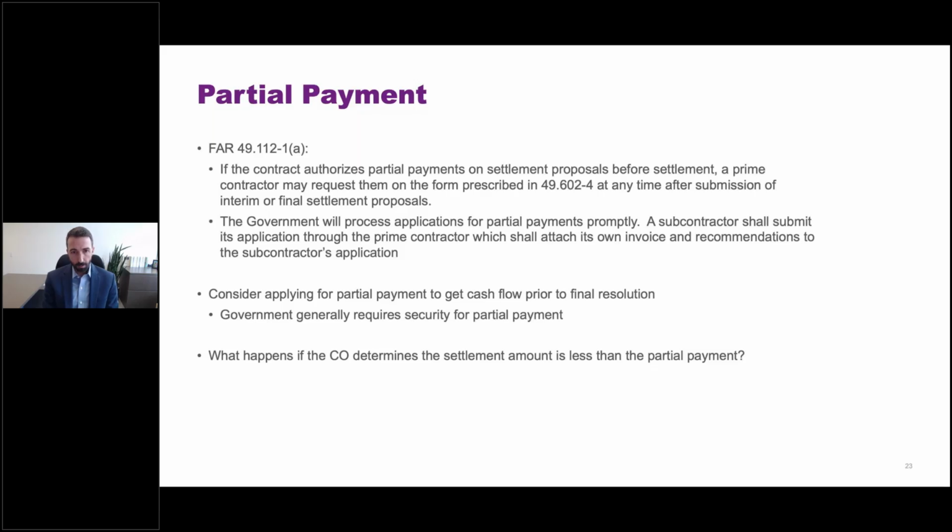So the termination settlement proposal process can take a while, right? Even once you submit your settlement proposal, the government may need a fair amount of time to analyze it, to understand it. In a lot of cases, particularly if it's a large settlement proposal, the contracting officer may need to refer it for audit, and that can take a while to process. And in the meantime, there may be parts of your settlement proposal that aren't controversial. There may be completed end items that have been delivered. There may be costs that the contracting officer fully understands you've incurred and thinks are reasonable.